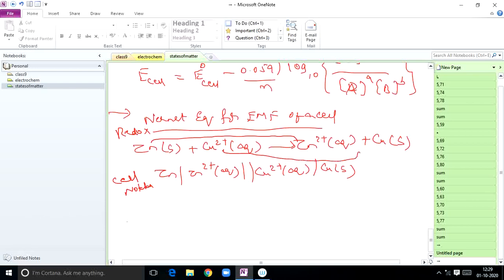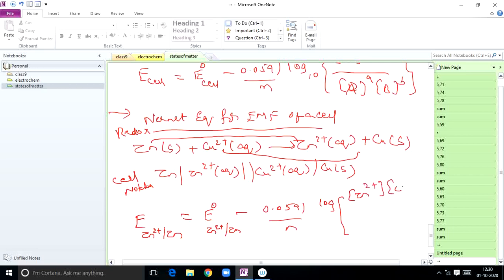Now generally the Nernst equation is applicable only for reduction. So that's why I am writing Zn2+ to Zn. This is EMF, that is E Zn2+ by Zn is equal to E naught Zn2+ to Zn minus 0.0591 by n. Here n means, okay, log of products by reactants, so concentration of Zn2+ into concentration of copper in solid state by concentration of Zn into concentration of Cu2+.